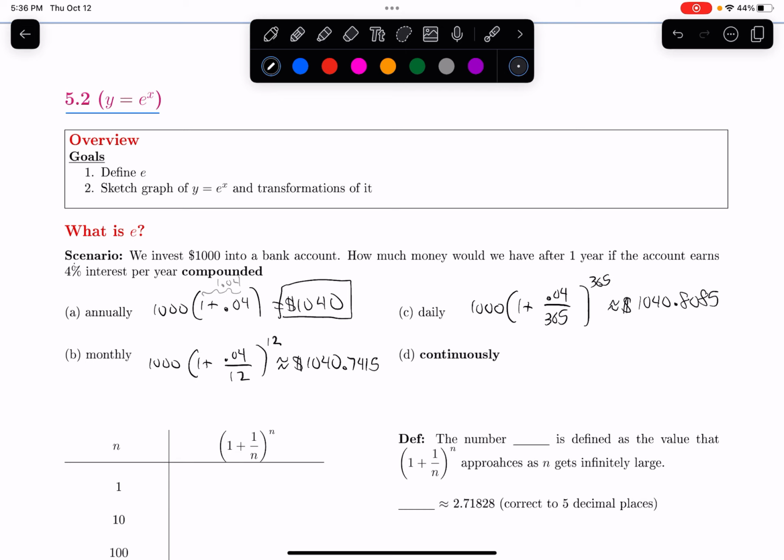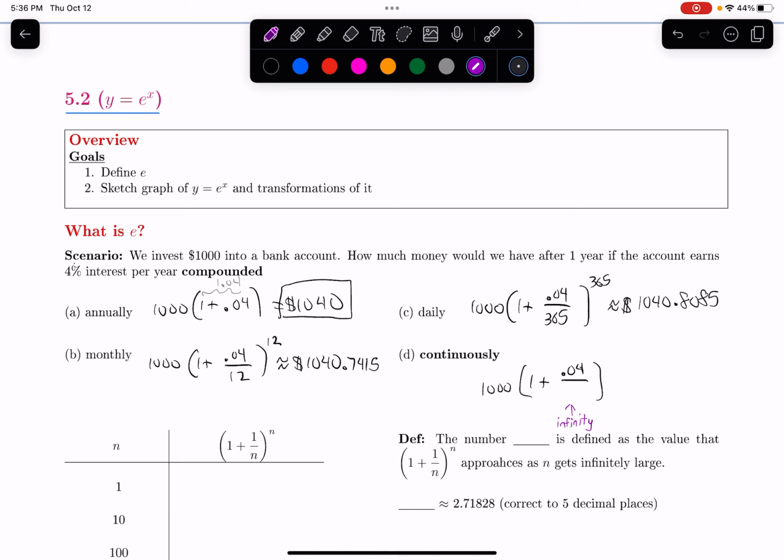It's going up. So I might ask, is there a way to get this interest continuously, literally every instant? And what would that equal if I did that? What I would do then is take the 1,000 that I started with, multiplied by 1 plus, and now I'm going to be taking that 0.04, and I want to divide it by infinity, because I want to be getting interest literally every instant, like infinitely often.